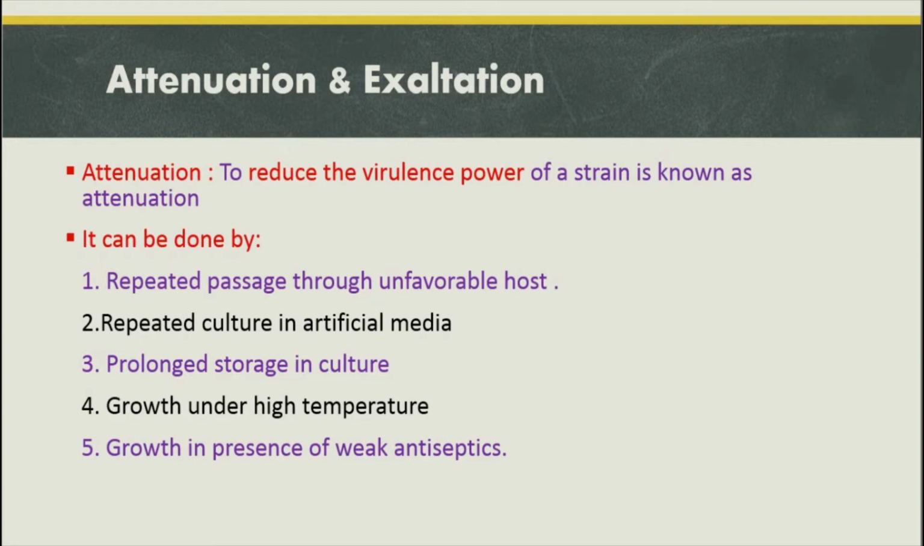That means they are able to induce antibody production or induce immunity, but they are not able to cause any harm to the human being. That process is referred to as attenuation.